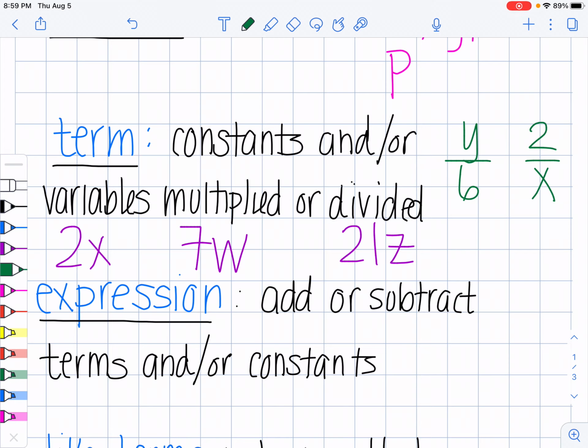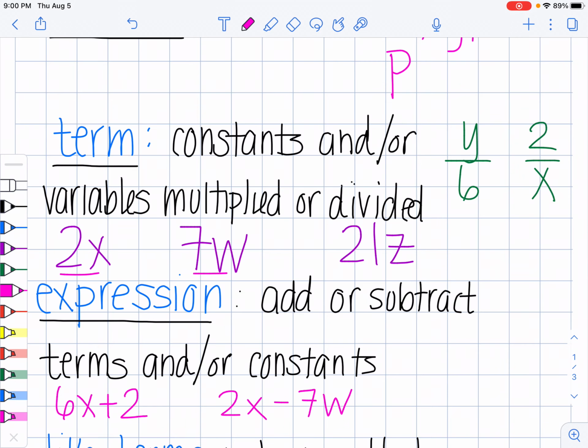Now our expression is the next level. Now we're going to take our terms and either add or subtract them together. So an expression, I could do like 6x plus 2. Or I could use two of my terms that I wrote up here, 2x minus 7w. So I'm either adding them or subtracting them together. That's what it means to be an expression.